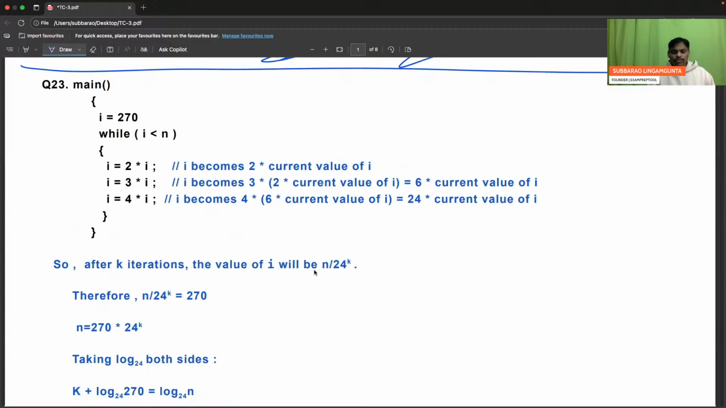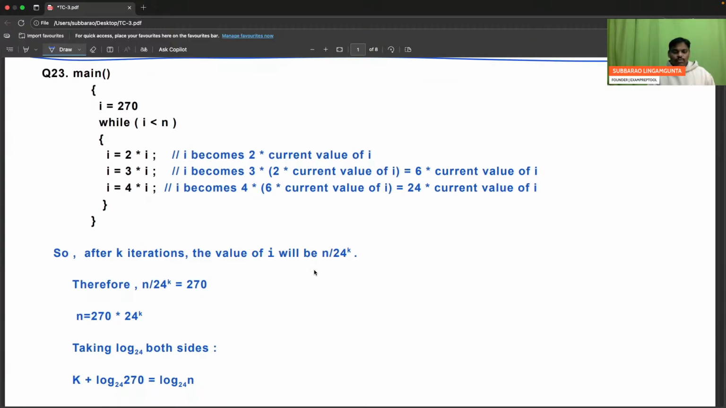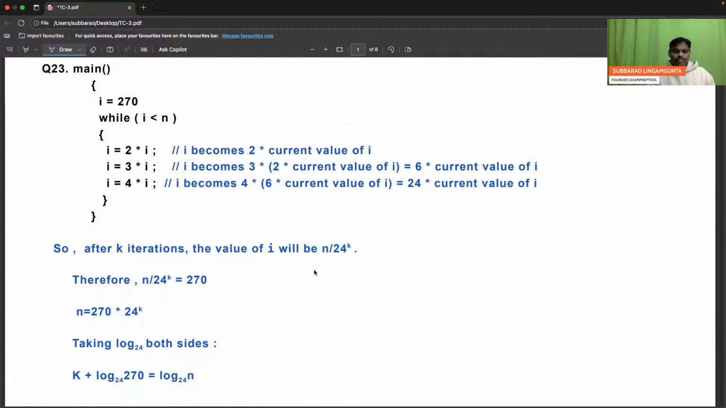What is question number 23? Go to question number 23. Everyone try to see this one. Question number 23: I is equal to 270. While I less than n, I is equal to 2 into I, then 3 into I, then 4 into I. If you observe clearly, first 2 into I, for that into 3, for that into 4. Finally 2, 3 is 6, 6 into 4 is 24.